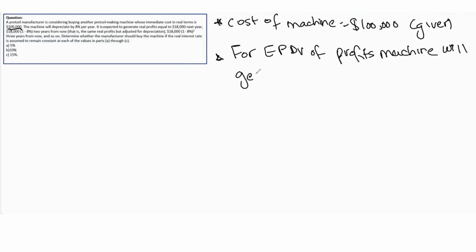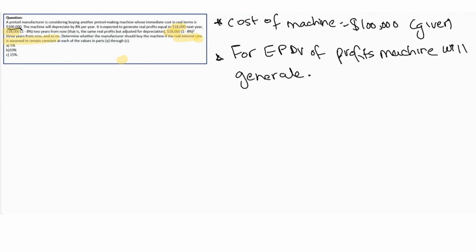Now in this case, we have a very special case of what we call static expectations. It says it is expected to generate real profits equal to 18,000 next year, 18,000 times (1 minus 8%) two years from now, 18,000 times (1 minus 8%) squared three years from now, and the real interest rate is assumed to be constant. There are two things we need to look at. You have the same real value of profits, adjusted for depreciation, and the real interest rate is also assumed to remain constant.